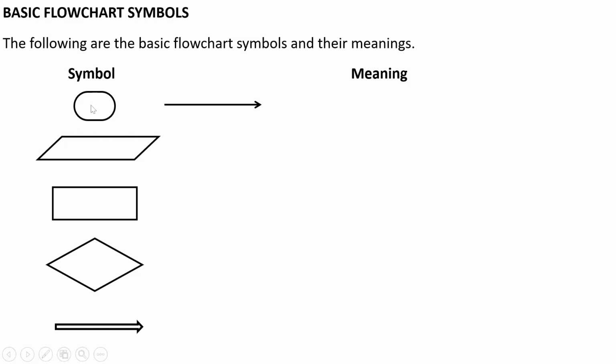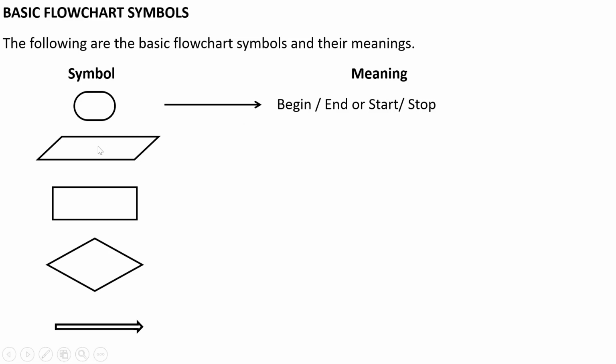So what does an oval mean in a flowchart? The oval symbol means begin or start, or begin or end, or start or stop. Okay, begin/end, or start/stop. That's what the oval means here.